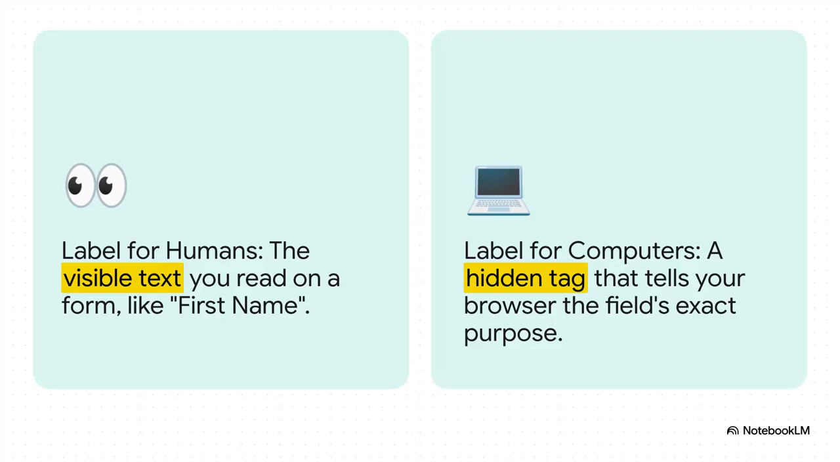So here's the basic idea. You see a form field and it has a label for us humans, right? Something simple like first name. But behind the scenes, developers can add a second label, a hidden one that's just for computers. This invisible tag tells your browser, hey, this box right here, this is for a person's given name, and it doesn't matter what language the visible text is in.